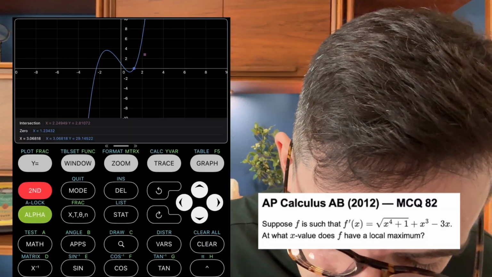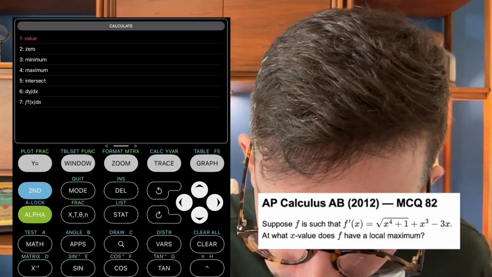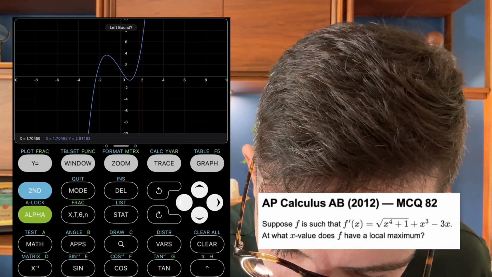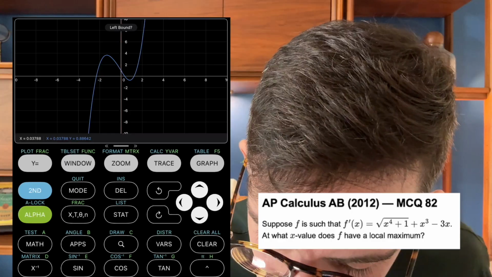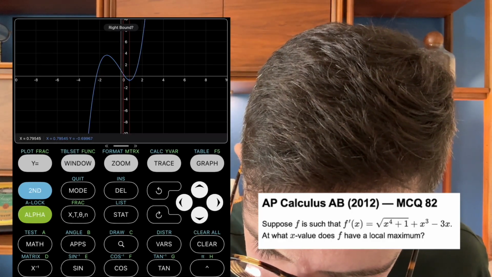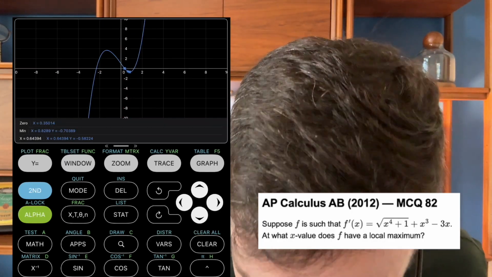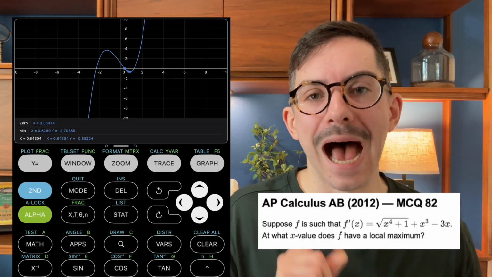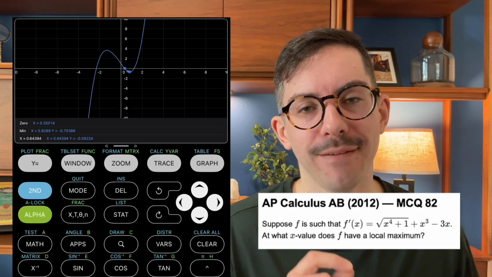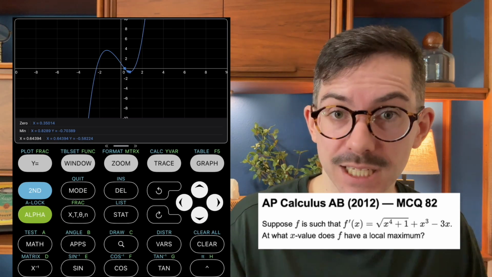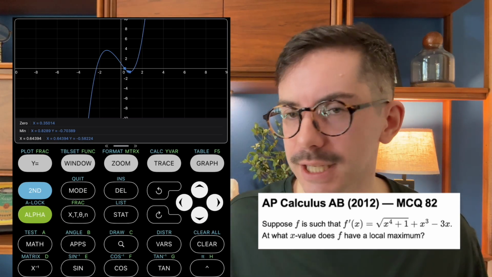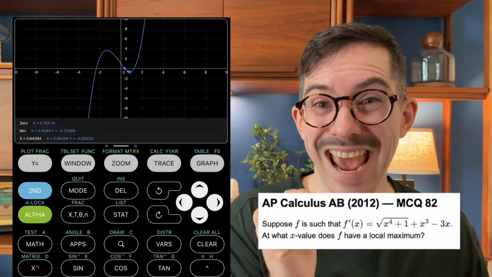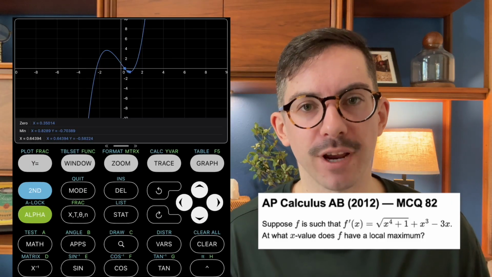So let's go second calc. I want to find a zero. Again, I'm going to sandwich the point that I'm interested in, like so, and it gives me x equals 0.350 as the x value of where f has a local maximum. Could do it on our physical calculator again, it would be exactly the same steps. You would just need to make that guess after you've sandwiched the left and right bounds.